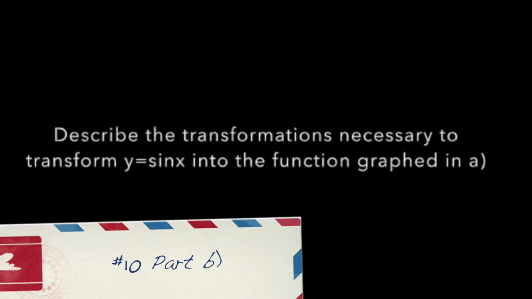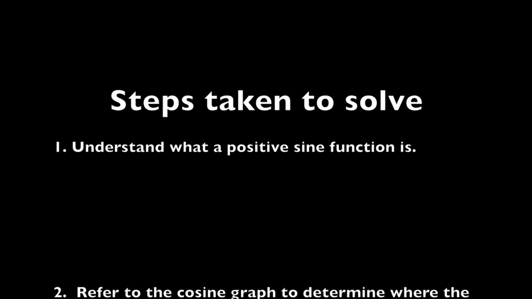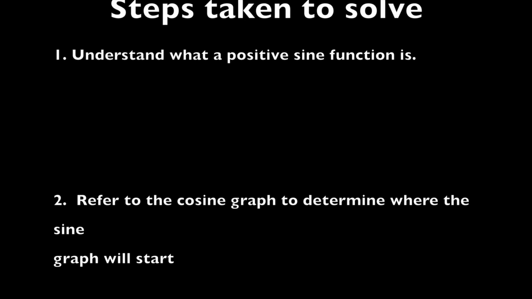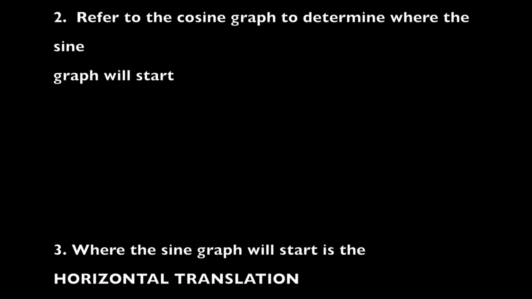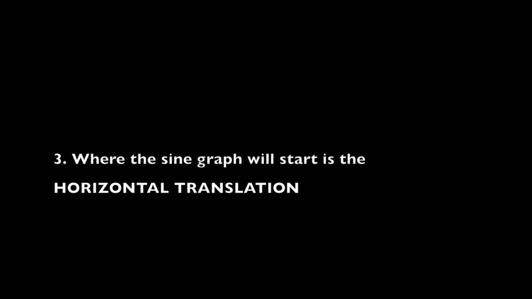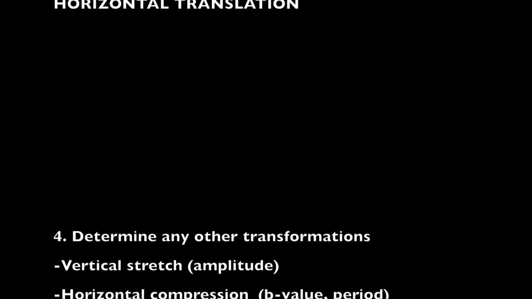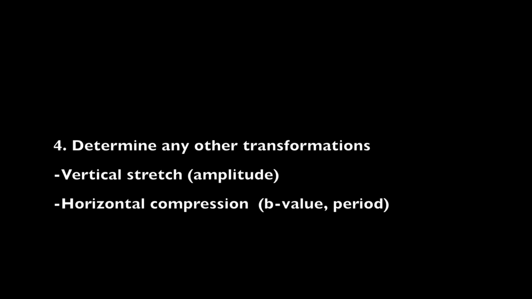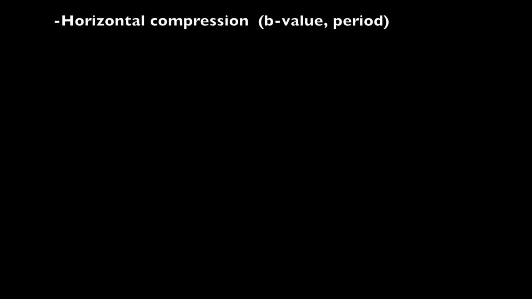Describe the transformations necessary to transform y equals sine of x into the function graphed in question A. The steps taken to solve this question first start off with understanding what a positive sine function is. Step 2 is to refer to the cosine graph to determine where the sine graph will start. Step 3: where the sine graph will start is called a horizontal translation. Step 4 is to determine any other transformations, such as a vertical stretch, which consists of the amplitude, and a horizontal compression, which is the b value and the period.